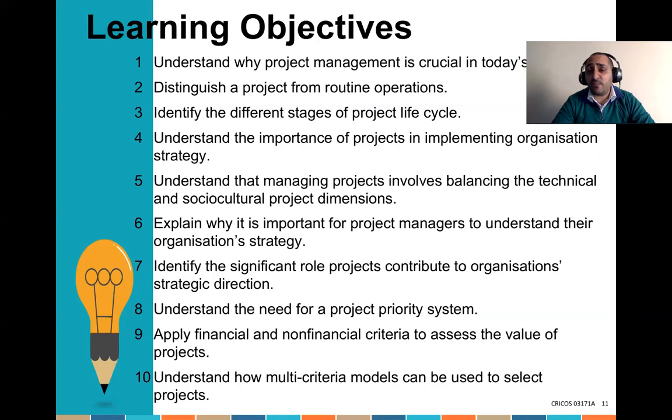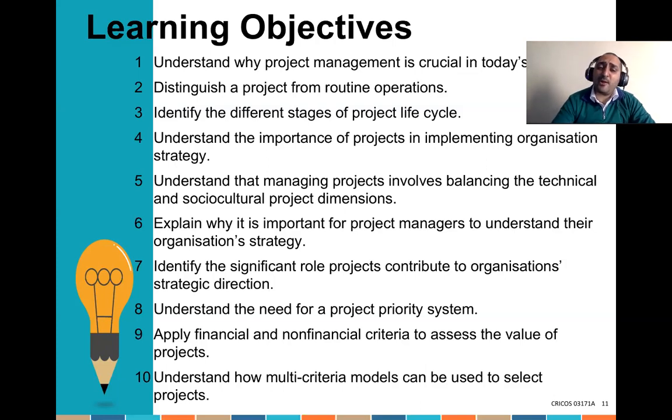We're going to understand that managing projects involves balancing two very important things. We need to know the technical side of project management, and we need to know the socio-cultural dimensions of project management. We're going to explain why it is important for project managers to understand their organization's strategy. We're going to identify the significant role projects contribute to an organization's strategic direction and long-term goals. We're going to understand why we need a project priority system, where if 10 people are telling me to invest in 10 different projects, I need to decide which one we should invest in. We need to have a priority system.